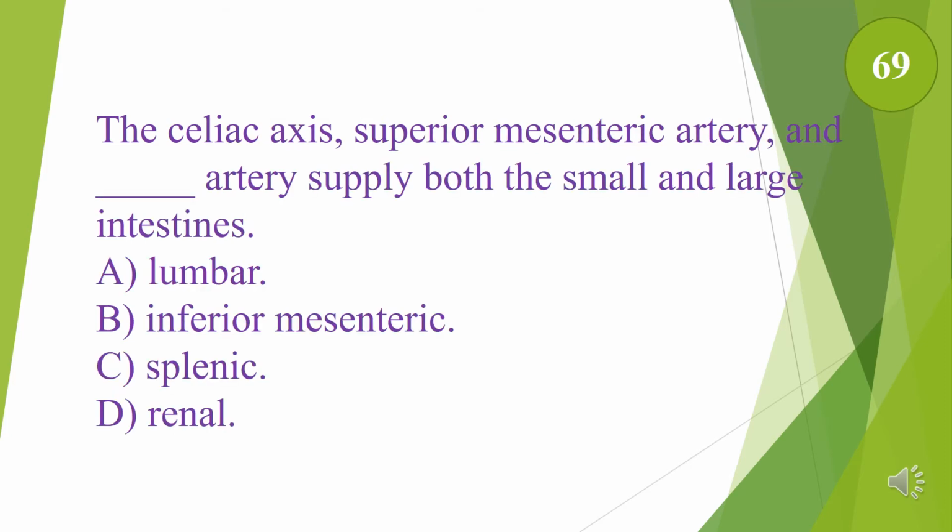The celiac axis, superior mesenteric artery, and what artery supply both the small and large intestines? A. Lumbar, B. Inferior mesenteric, C. Splenic, D. Renal. The answer is B. Inferior mesenteric.